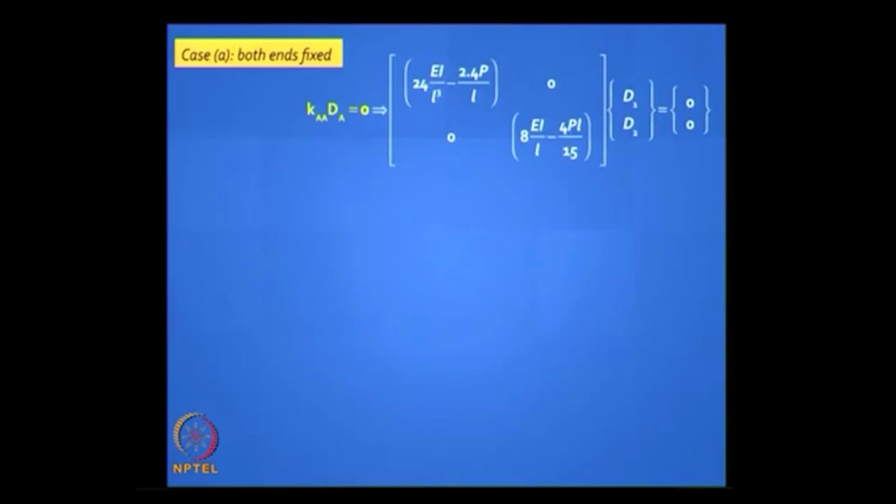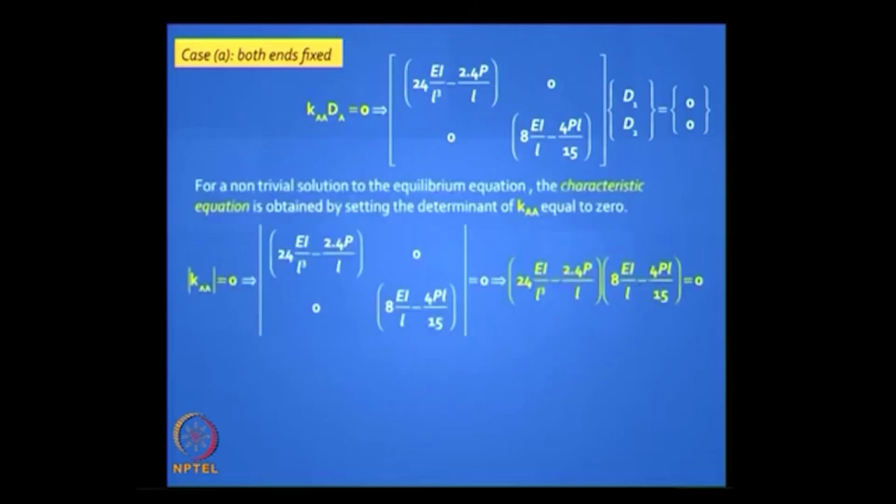this can have a trivial solution. What is a trivial solution? D1 equals 0, D2 equals 0, which means the column remains straight, no buckling. So if you want a non-trivial solution, that determinant has to be 0. Is it clear? That is how we say that determinant. So if you make it equal to 0, you will get an equation. That equation is your characteristic equation, okay, that is the characteristic equation. How many solutions will you get for that?